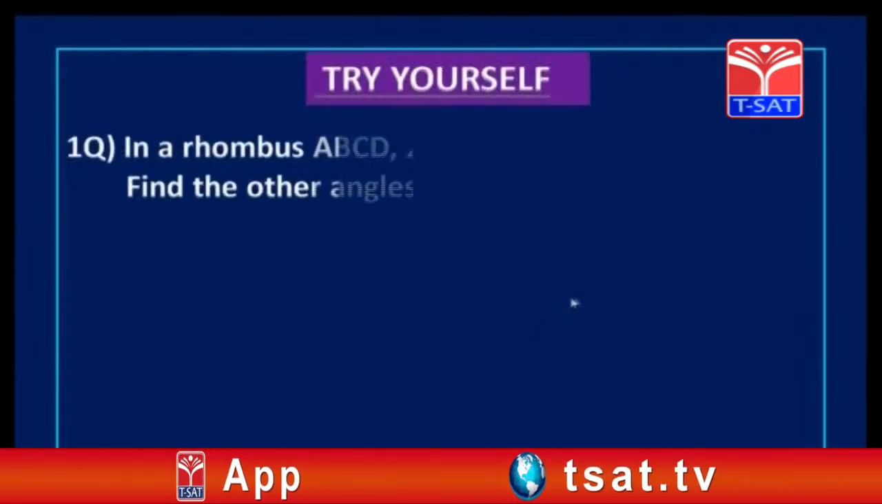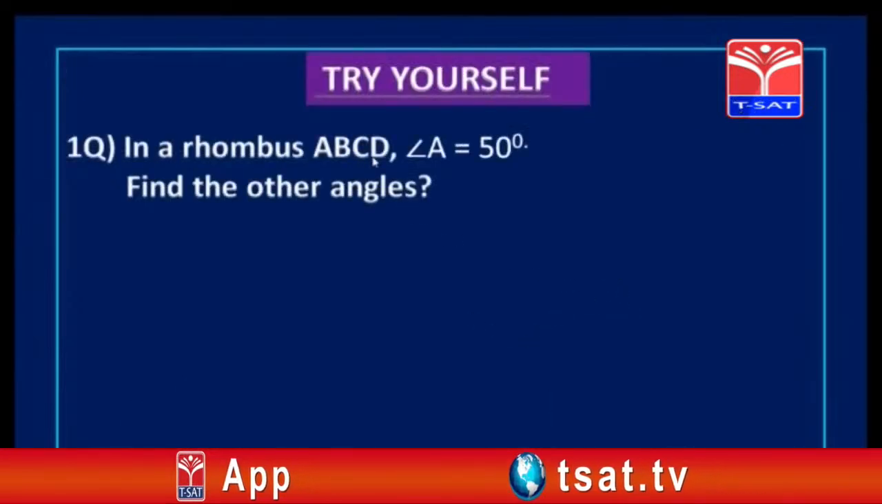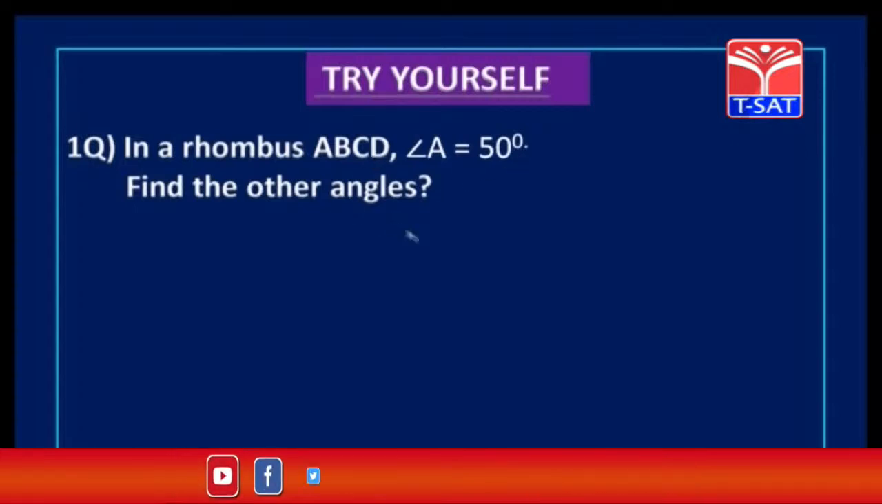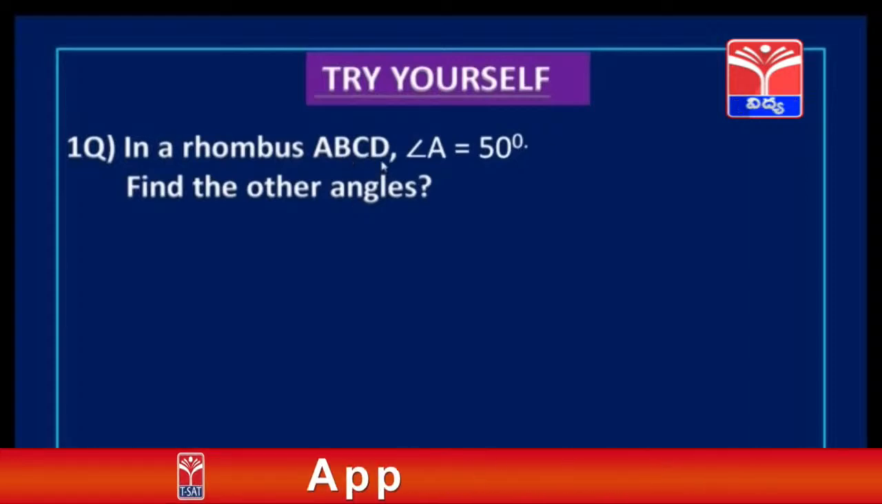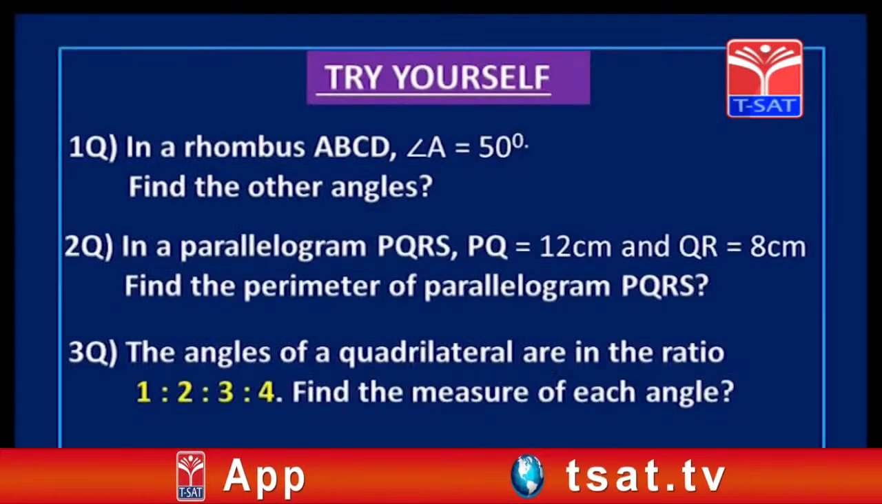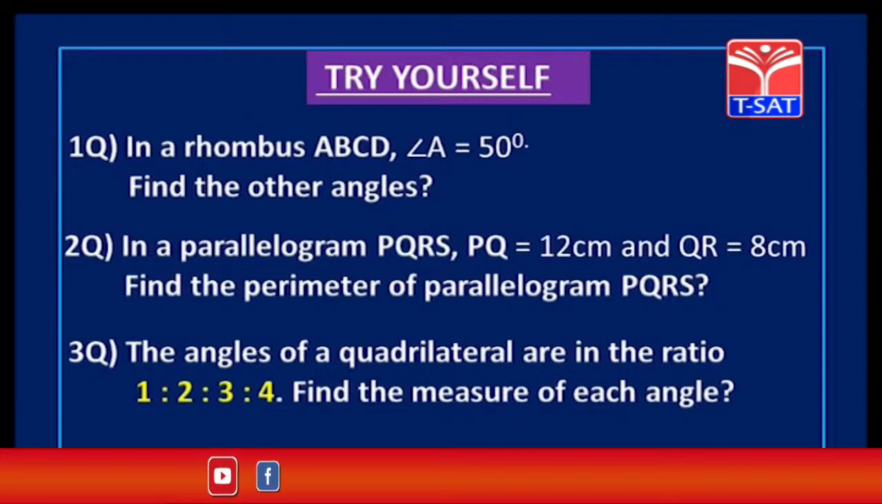Okay children, try yourself. In a rhombus ABCD, angle A is equal to 50 degrees. Find the other angles. See children, what is given here? In rhombus ABCD, angle A is given. You have to find the measure of angle B, angle C and angle D. In a parallelogram PQRS, PQ is 12 centimeter, QR is 8 centimeter. You have to find the perimeter of the parallelogram.